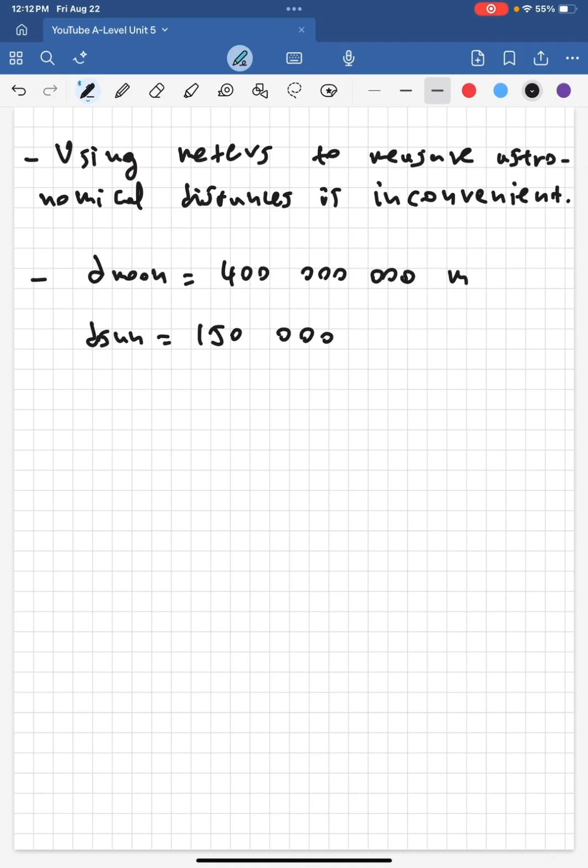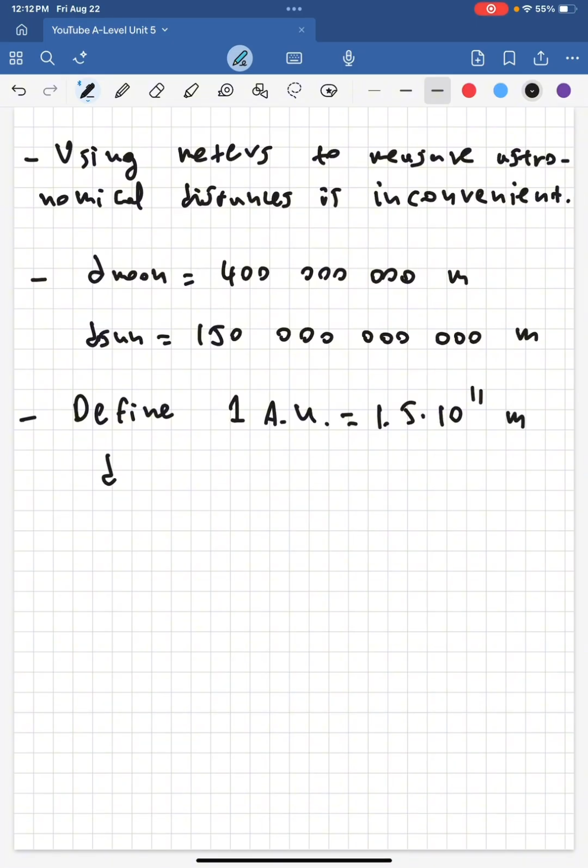So okay, this is thousands, this is millions, and this is billions. Okay, just checking to make sure. And you see how I put the zeros, every 3 zeros have a space between them just to help me see what's going on. But it's convenient to define. Let's start with that. 1 astronomical unit is 1.5 times 10 to the 11 meters, which is the distance to the Sun. So the distance to the Sun is 1 astronomical unit.